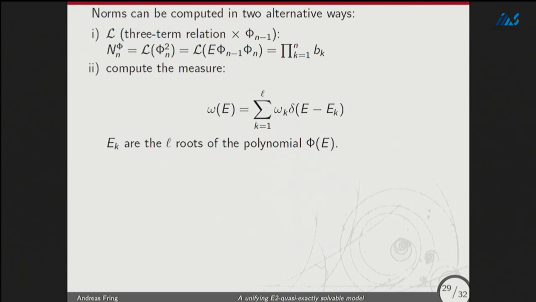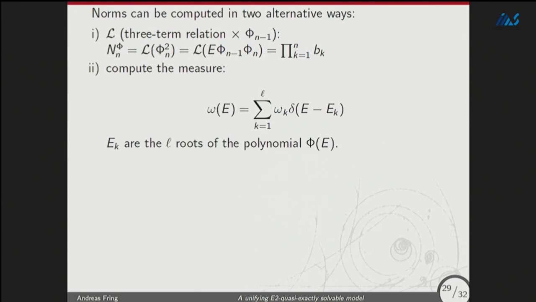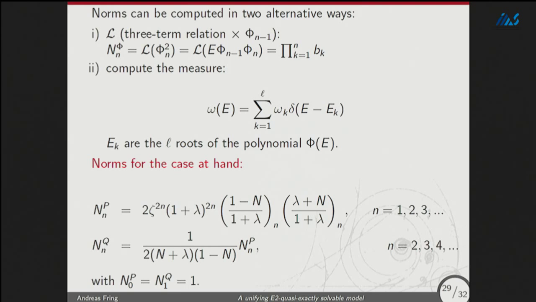And you could also compute the measure. You can compute this. There is a paper by Krajewski and other people where they propose this formula. Since there are two ways, that's really nice, because then you can check. So for the case at hand, these are the norms. Again, this is the Pochhammer symbol. These are the norms for the P's, and these are the norms for the Q's, calculated just from this simple formula. This is just solved.